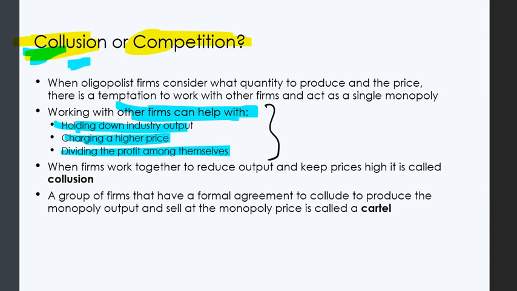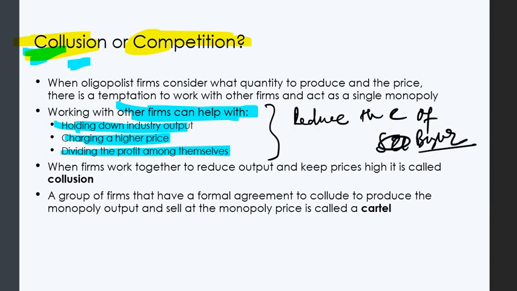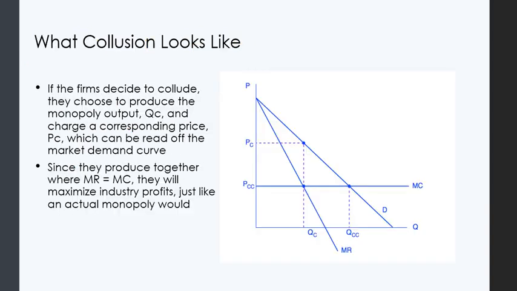So collusive oligopoly is when firms work together to reduce the output and keep the prices high, so they can reduce the elasticity of the buyer as well. The buyer sees the same kind of stuff everywhere. So this group is formed as a cartel. But there is a profit in breaking the cartel, we'll come to that.